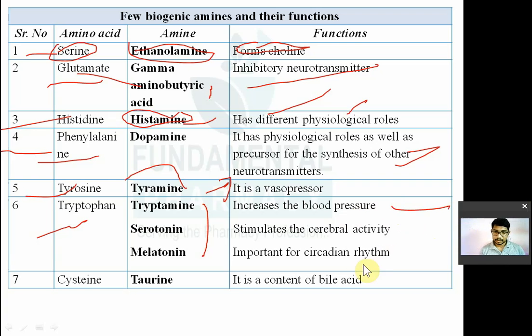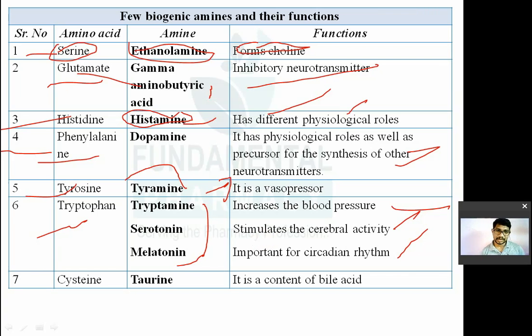कहाँ से बनता है? आपको ट्रिप्टोफैन अमीनो एसिड से. Then cysteine amino acid will give you taurine. So these are the amines, okay, and they are biosynthesized from these amino acids. There are certain amino acids which give you various biogenic amines, and biogenic amines have various kinds of roles. So cysteine will give you the amine taurine, and that is an important constituent of your bile acid. So this will end your amino acid chapter.